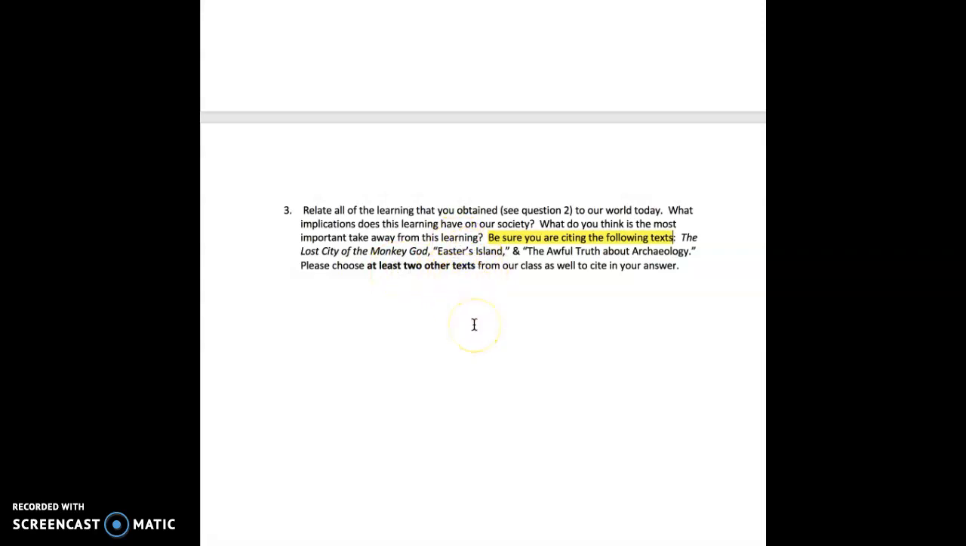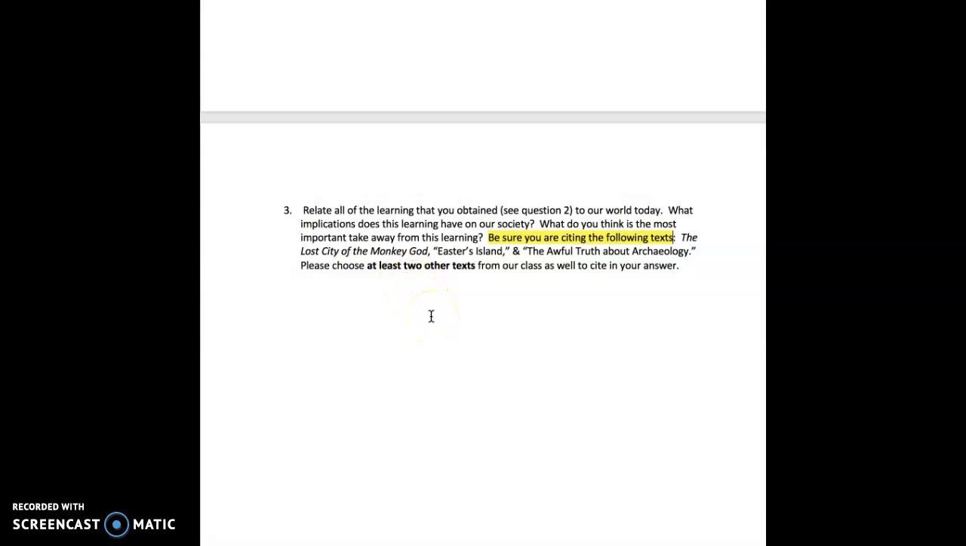Easter Island. Easter Island is a big deal. I told you that when we read it. So I want you to cite that one in this discussion about society. Okay? And then also the awful truth about archaeology. So these are pretty early on texts. But then you get to choose 2 other texts from class as well.